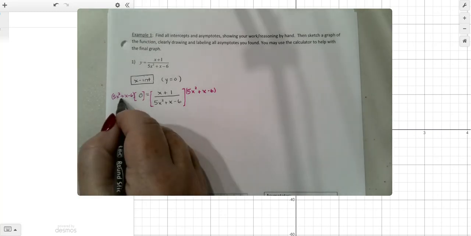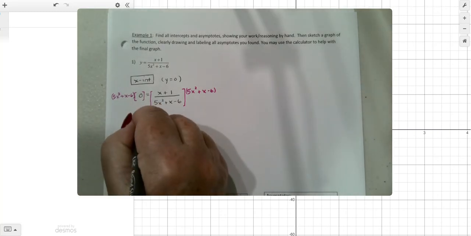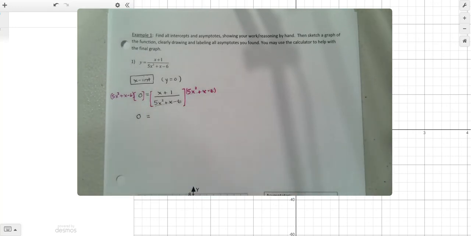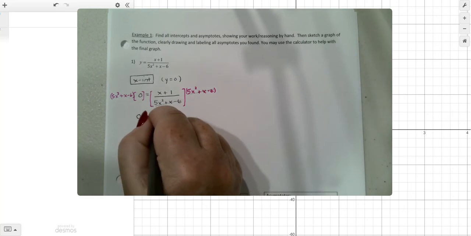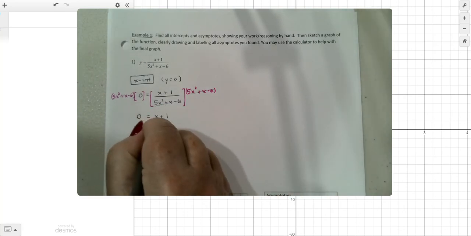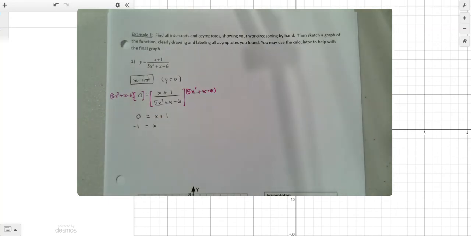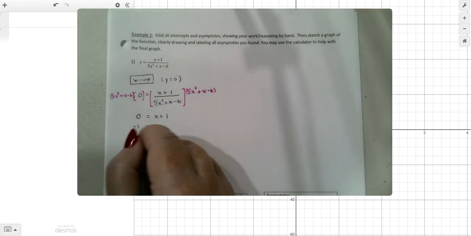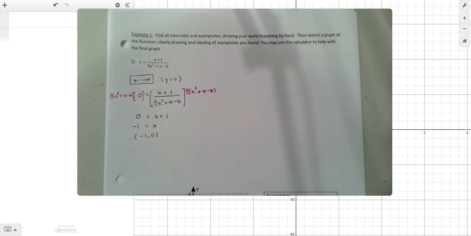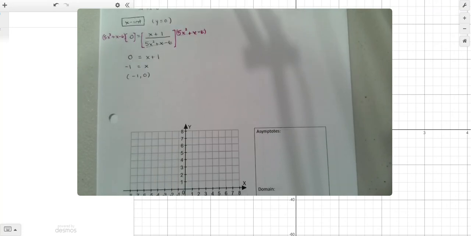On the left-hand side, since we're multiplying by 0, we still have 0. And on the right-hand side, I can divide those out, meaning I'm left with just x plus 1. And that means x is negative 1. Or in other words, my x-intercept is negative 1, 0. I can go ahead and put that on my graph right now. There we go, there's our x-intercept.